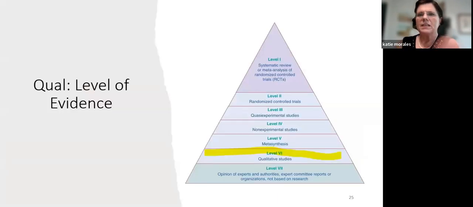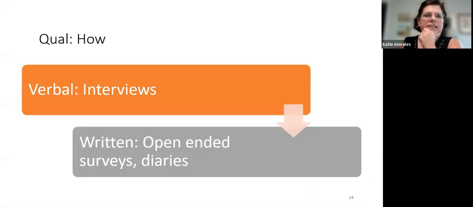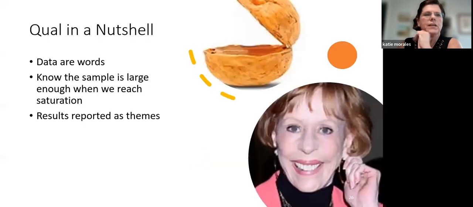So when we look at qualitative using the Melnyk and Fineout-Overholt level of evidence, it's level 6. So qualitative is level 6. And then if you do a meta synthesis of qualitative, that would take you to level 5. And then again, I'm sorry, I'm going the wrong way.